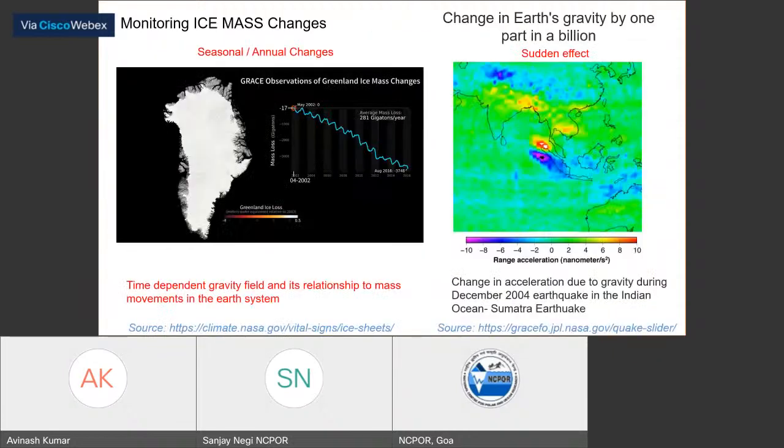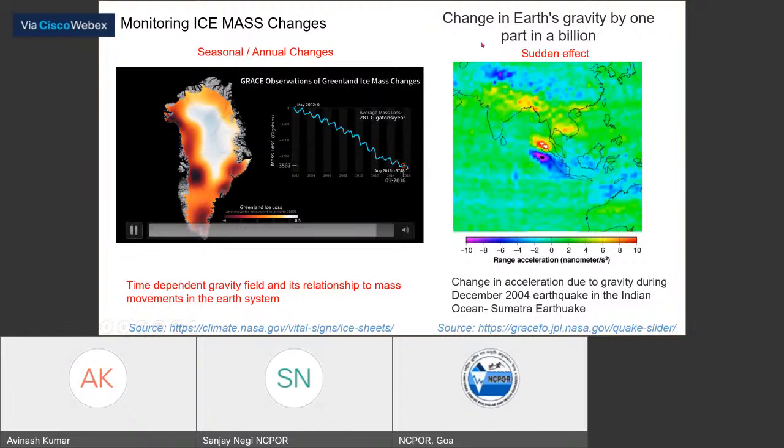So one of the examples, this slide shows the example of the gravity variation, how it monitors the ice mass changes. So here is a small video to show you how, with time, it all started in 2002. So the monitoring over Greenland explains how the variation in the ice mass loss is happening. So it is overall estimated that 281 gigatons per year of average ice mass loss has happened between 2002 and 2016.